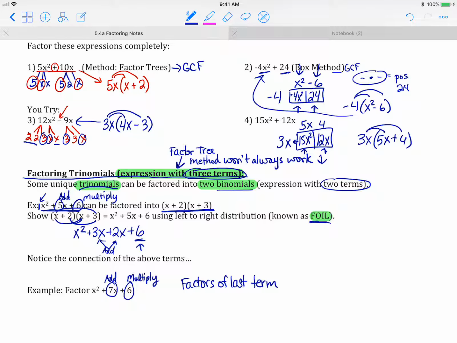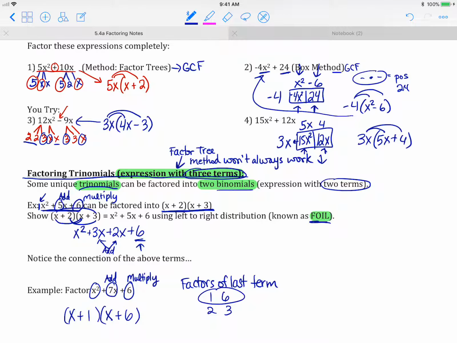So what are the factors of 6? Okay, factors of 6 are 1 and 6 and 2 and 3. Well, which of those would actually add to give you that middle term of 7? Well, 1 and 6 will. So I'm going to write my answer as two binomials. I'm going to put an x here and an x here. Why? Because I'm looking for x squared, and x times x is x squared. Then I'm going to fill in my 1 and my 6.